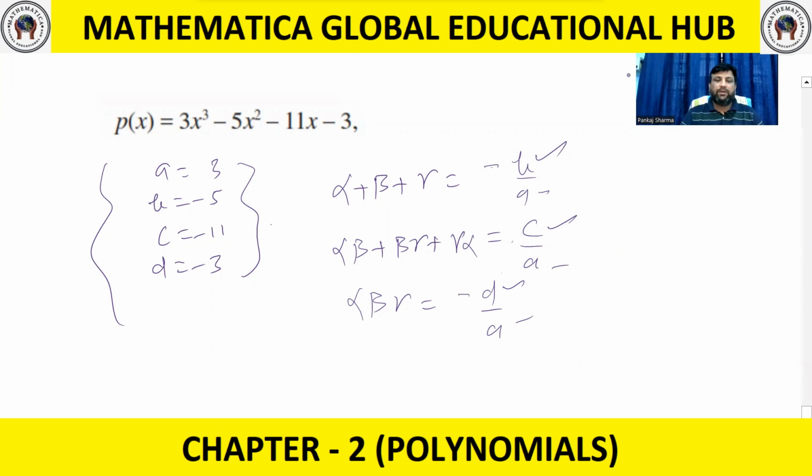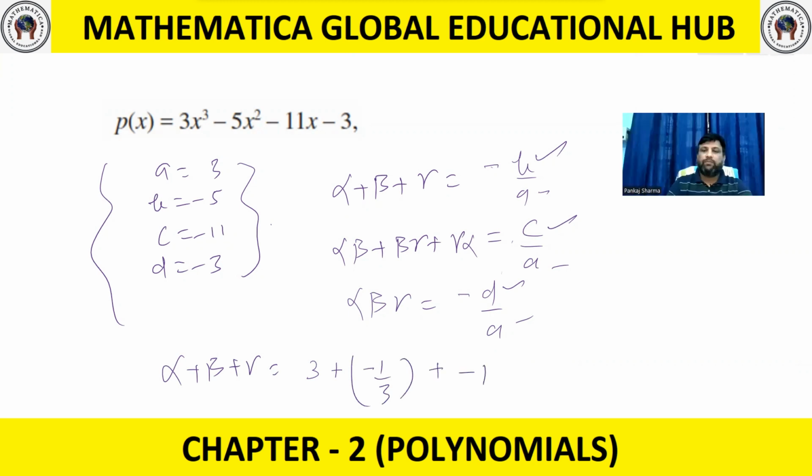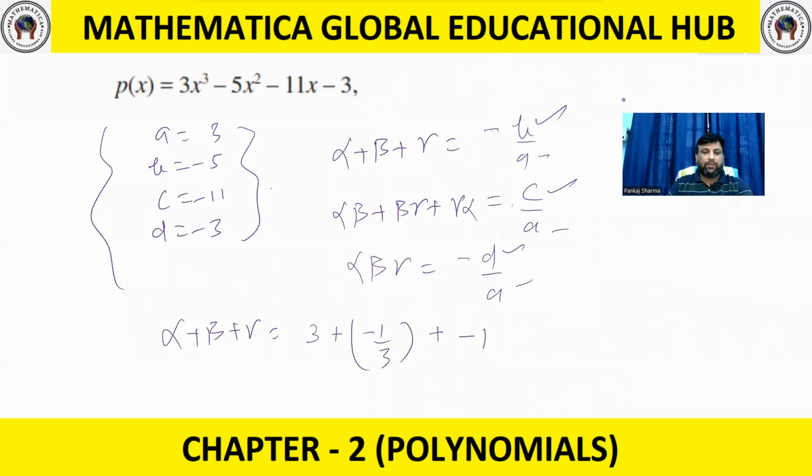So here, if I am talking about alpha plus beta plus gamma, the sum of the zeros, we know the zeros are 3, minus 1 by 3 and minus 1. So 3 plus minus 1 by 3 plus minus 1. Now we can add. We can take 3 as the LCM. So 9 minus 1 and minus 3. So it will become 9 minus 4, 5 by 3. Yes, so 5 by 3 is what you can see here.